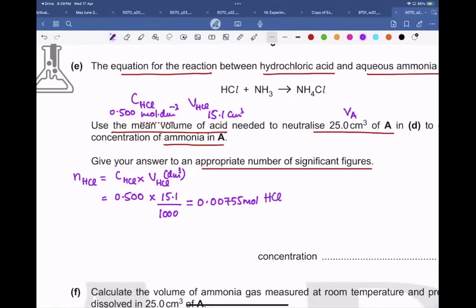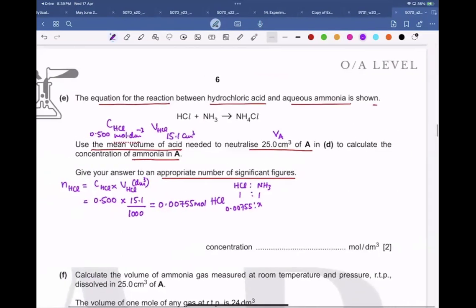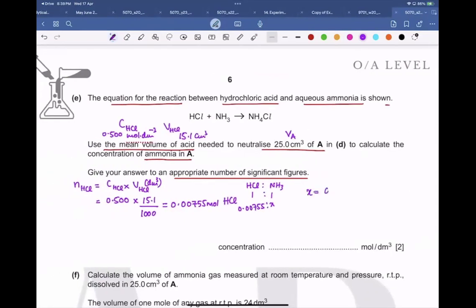Okay, so we got the moles, and these are the moles of HCl. So for the next step, you have to take the ratio of the substance whose quantity is given to the substance whose quantity is asked. So I will take the ratio between hydrochloric acid and ammonia. And if we see the ratio is the same, it means I am going to get the same moles for aqueous ammonia. So it will be 0.00755 moles of ammonia.